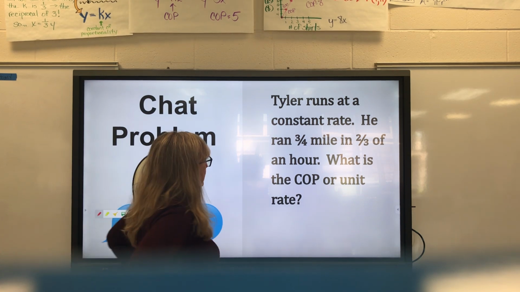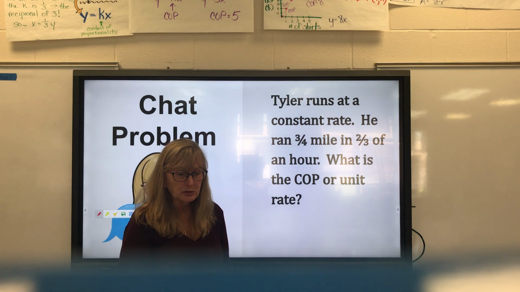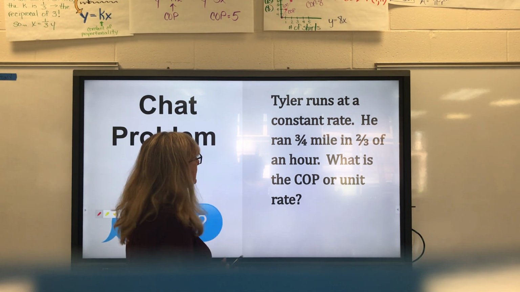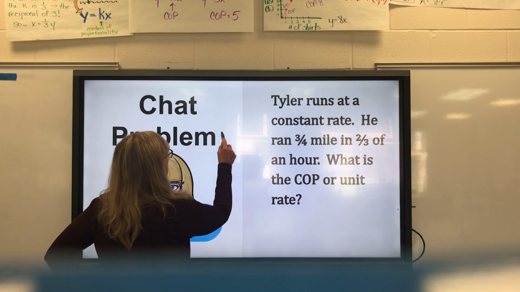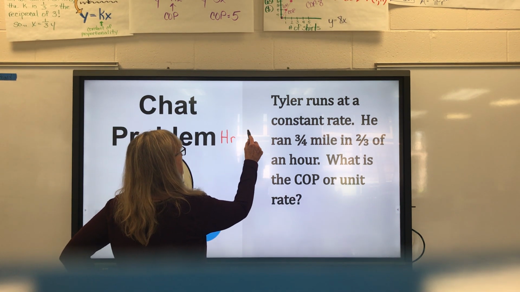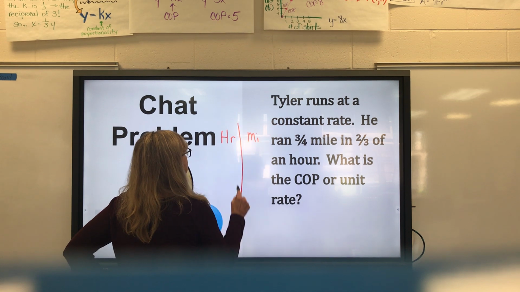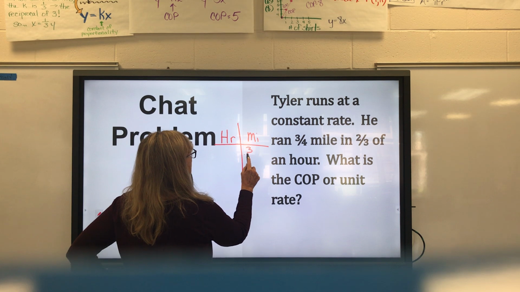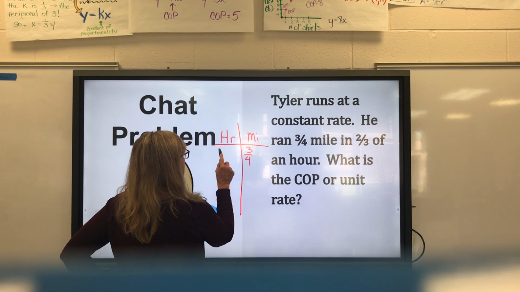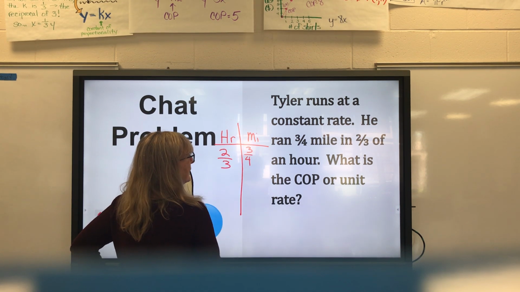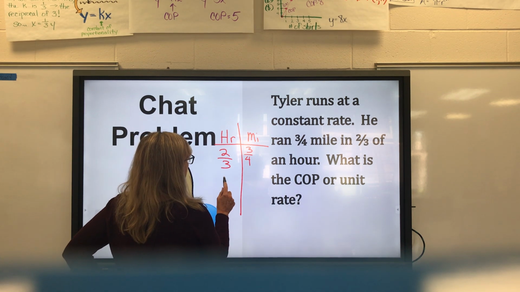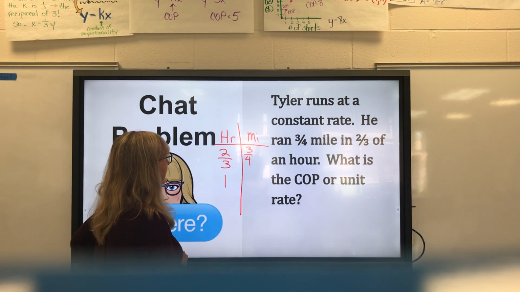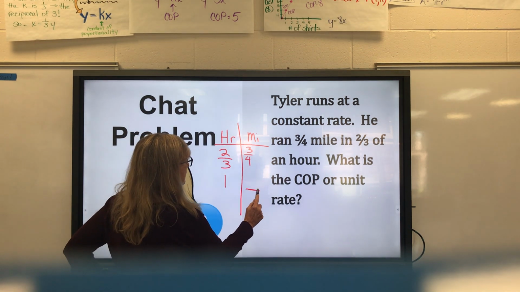Division. Division, okay. Could we make a table? Would a table maybe help? Okay, let's try a table. So we're going to put hours and miles. And we know he ran 3/4 of a mile in 2/3 of an hour. And we want to know the COP. And remember, the COP happens when X is 1. And we want to know this number right here.